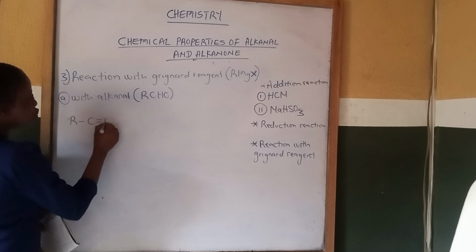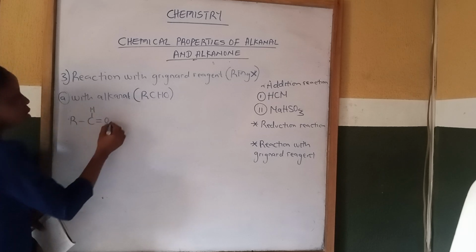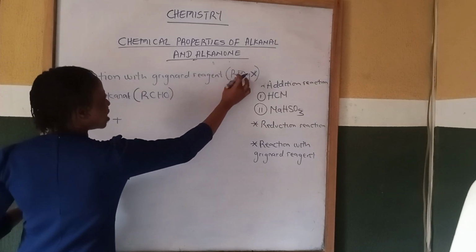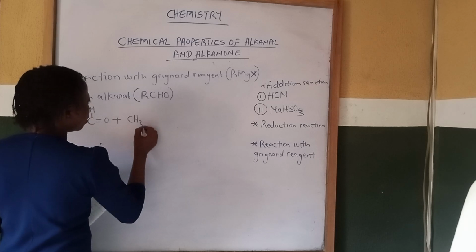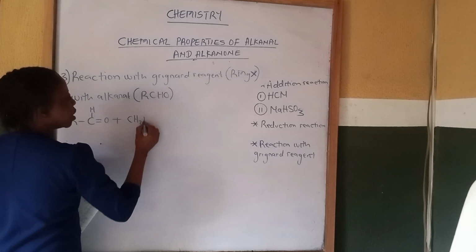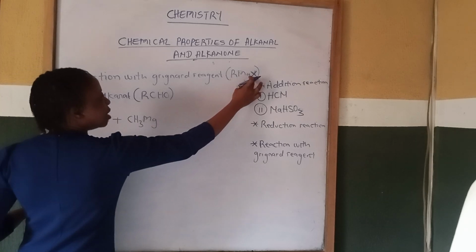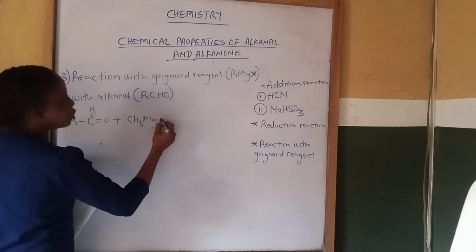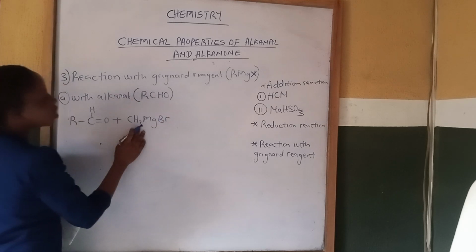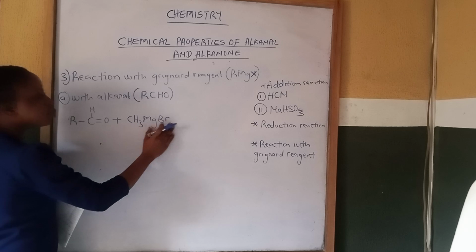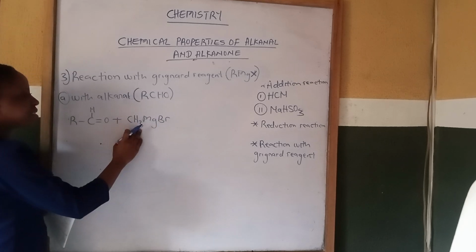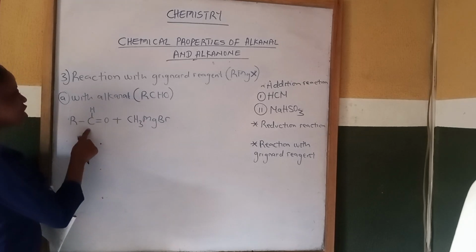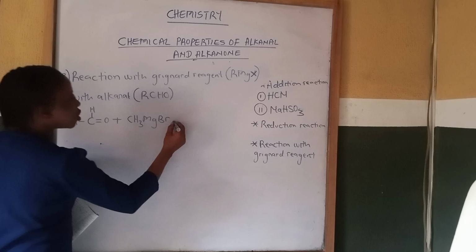So R, C double bond O, then H, plus our Grignard reagent. I want to replace the R of this Grignard reagent with CH3. Don't forget that your R is an alkyl group, then Mg, then you replace X with any member of halogen. Let me use bromine. So what will you call this one? Methyl magnesium bromide. So it is reacting with methyl magnesium bromide. So what will be our product now?